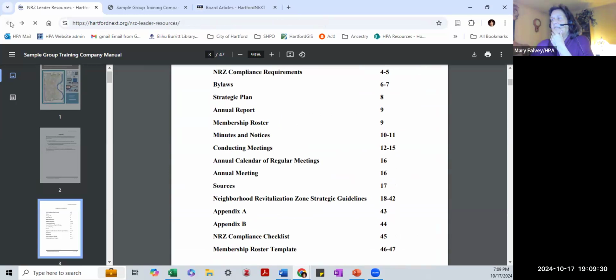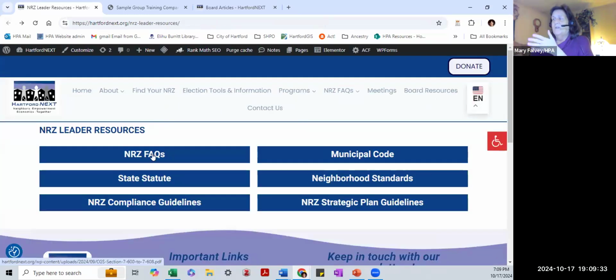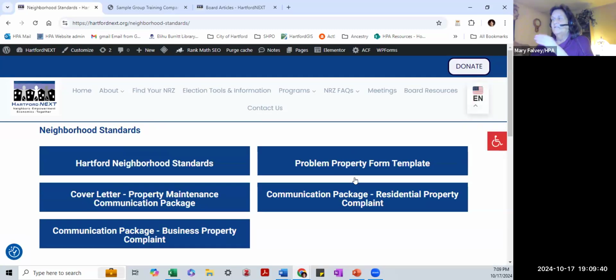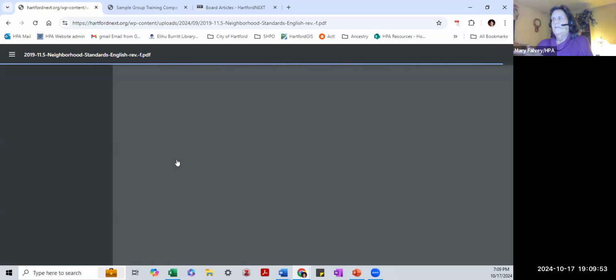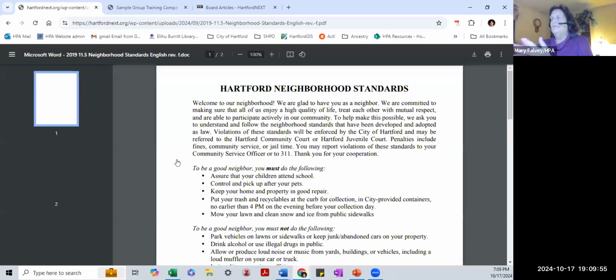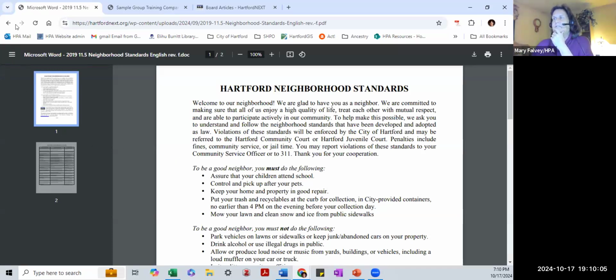The other thing we have on here, we have some NRZ facts, a state statute, something that sometimes we talk about, but it's something we need to do. This is the neighborhood standards. So Hartford Next put together neighborhood standards that are basically, this is what a neighbor should do. This is how our neighborhood should look. You know, we shouldn't be parking vehicles on the lawn or doing drugs outside or making a nuisance of ourselves.